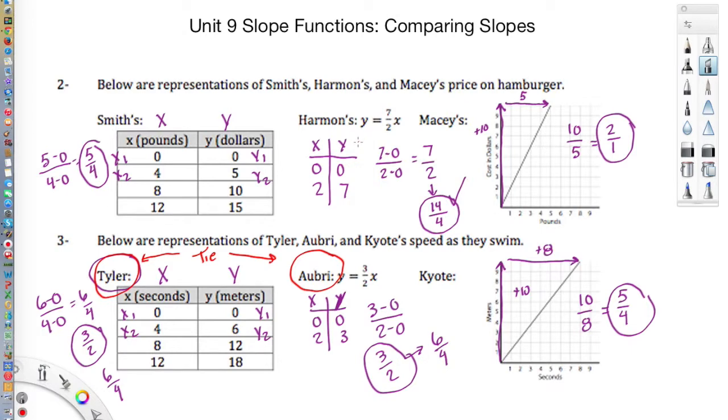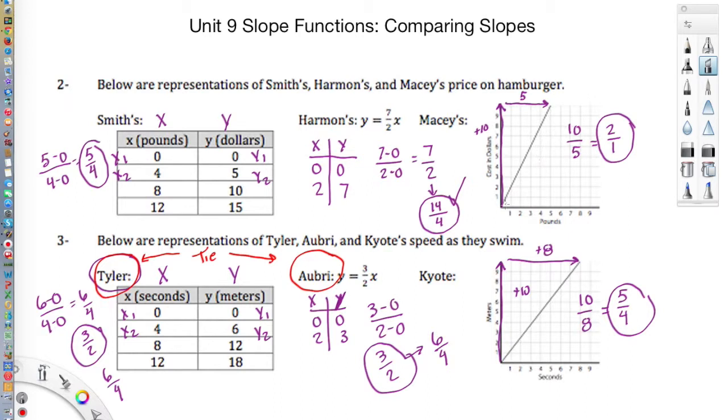Okay, the last part here, what we're doing is we're comparing slopes. And here we have 3 different sets of data, and we have to find the slope of each. For Smith, they give us the price on hamburger, I guess it's dollars per pound. And here we see we have a data table. From this data table, we use our 2-point slope formula to get our slope, which is 5/4. Over here, we're given a function rule or an equation. We make a data set, use the 2-point slope formula to get the slope of 7/2, which we convert then to 14/4, so we can compare it to 5/4.